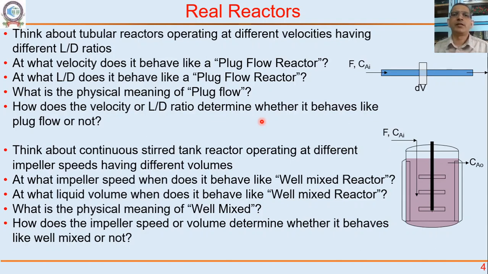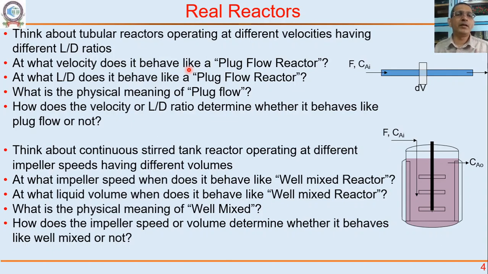So, couple of questions I would like you to think about. At what velocity does a tubular reactor behave like a plug flow reactor? Whether velocity should be 1 meter per second, whether velocity should be 10 meter per second. If you can think in terms of Reynolds number, whether Reynolds number should be 100, 1000, 2000, 5000, 10,000, 20,000, 100,000, when will we get a plug flow behavior? How do I characterize that plug flow behavior?